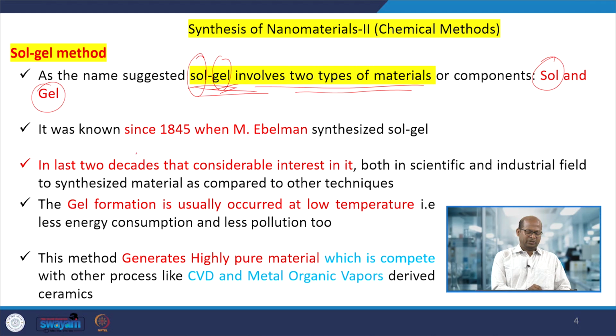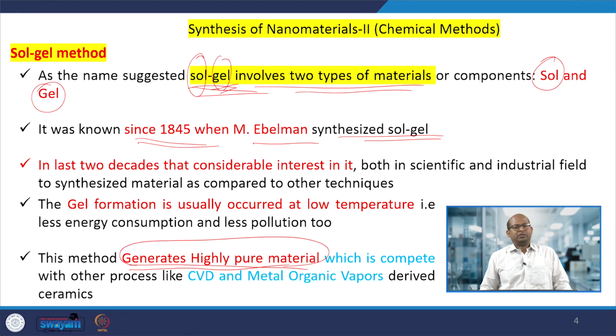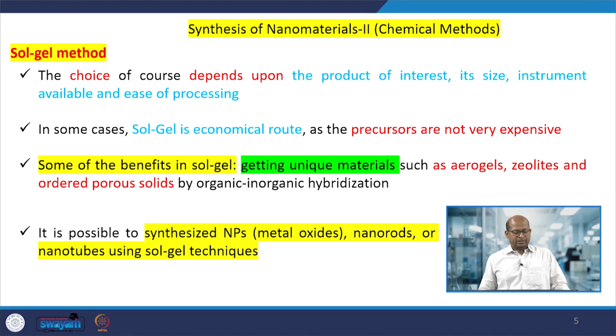This is a very old method, started in 1845, and since then it is still useful and used for various material syntheses. With this method we can synthesize highly pure nanomaterials. There are other methods also, such as CVD or metal organic vapors, but compared to those, this method is very useful to synthesize highly pure materials.